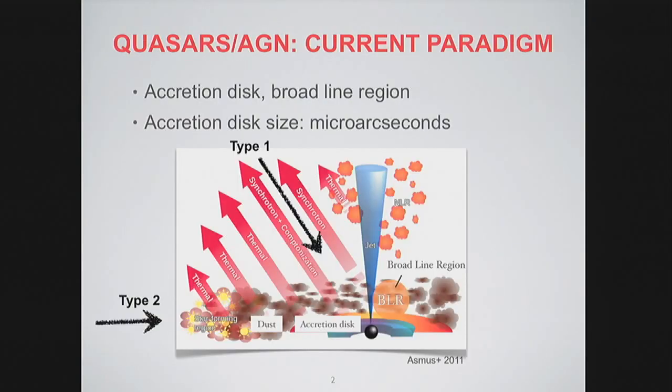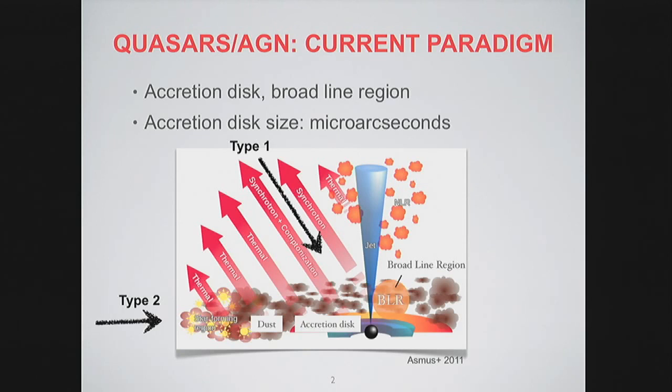So I'm going to talk to you today about a sample of highly variable quasars that we think may represent a very interesting population. In the current picture, a quasar, or AGN, consists of a supermassive black hole surrounded by a disk-like structure from which it is accreting mass, which is then surrounded by a large amount of dust, which obscures the line of sight depending on which viewing angle you have.